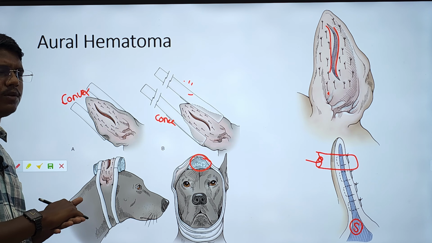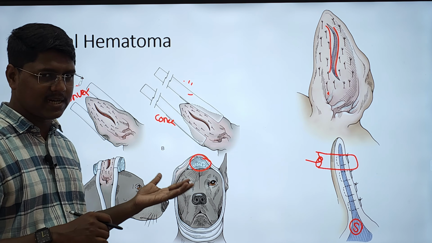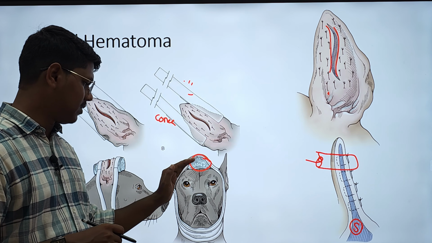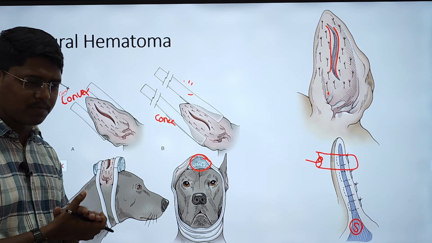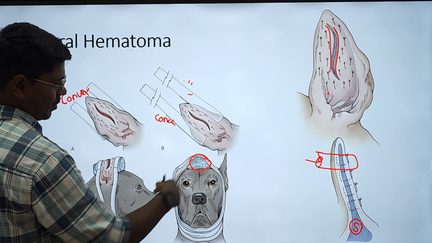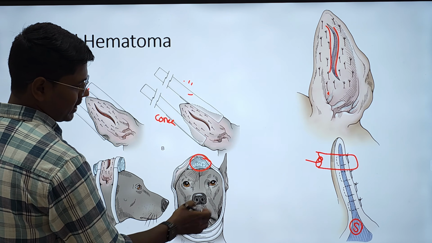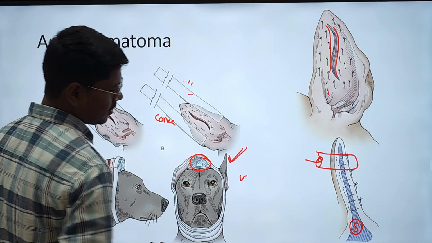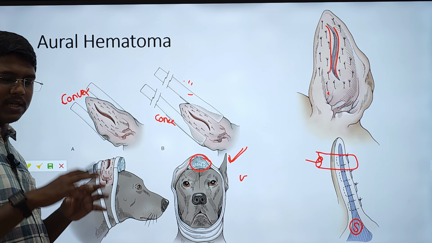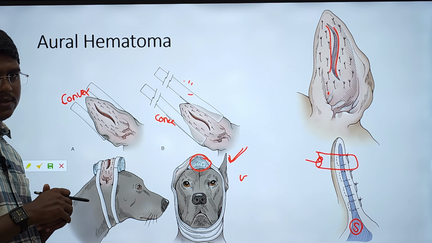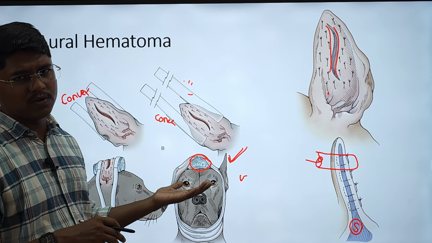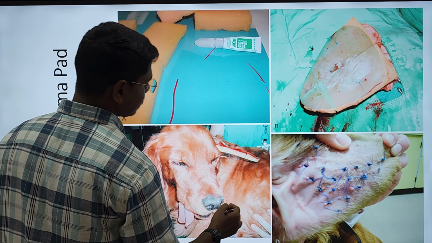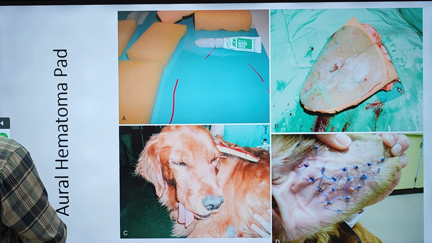I have done a few surgeries of aural hematoma in the initial time where I kept the ear over the head. It will not cause much of a problem. Then you have to bandage it. During bandaging, include the contralateral ear so that the bandage will not slip easily. Then you have to tell the owner to apply the Elizabethan collar. Next, there is an aural hematoma pad.